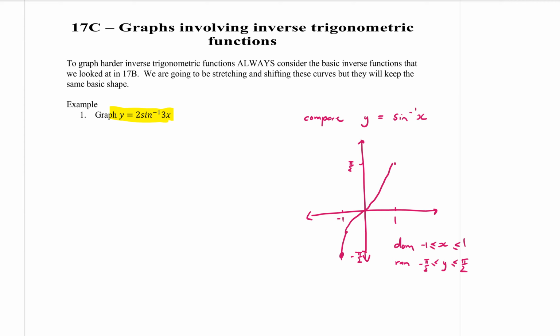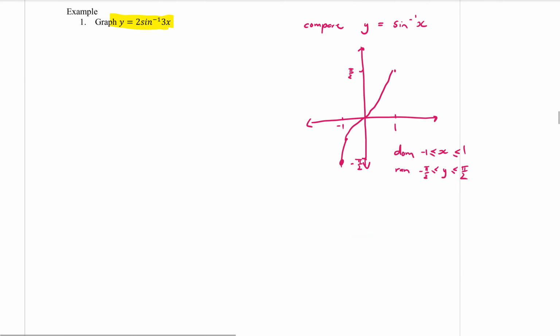Don't confuse your domain and range of your original function with your domain and range of your inverse functions. Just try to keep those clear in your head. You will find it helpful if you basically have the basic inverse graphs memorized. It will make the rest of this much easier. Okay, so we want to draw the graph of y equals 2 inverse sine of 3x. Because I've got some stuff over there, I'm just going to bring this down here a bit. I've got plenty of space down below.